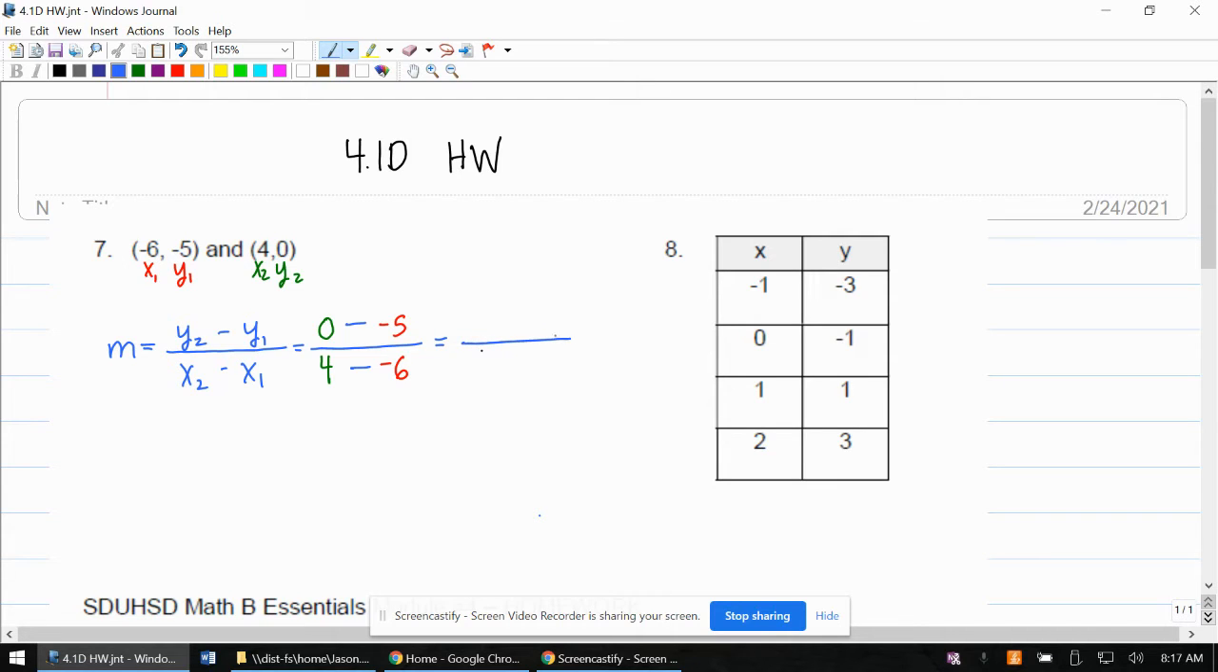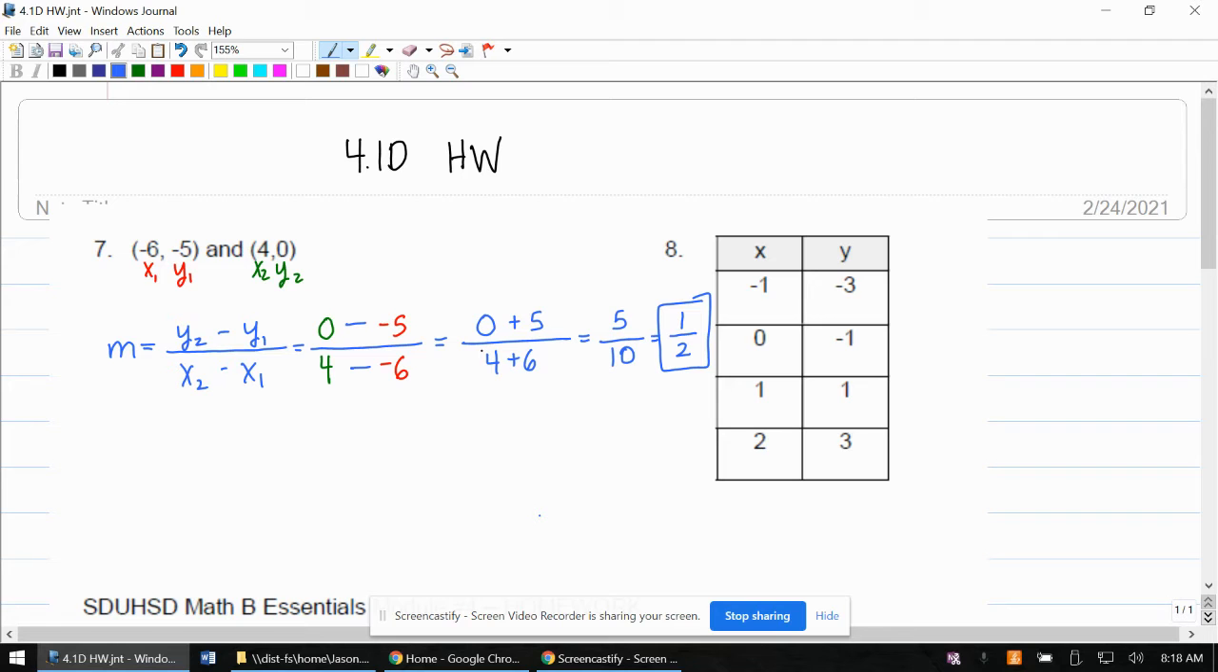Next, we're going to do our sign change. The numerator becomes 0 plus 5, and the denominator becomes 4 plus 6. 0 plus 5 is 5, and 4 plus 6 is 10. And we simplify this fraction down to 1 over 2. Feel free to pause or rewind the video.